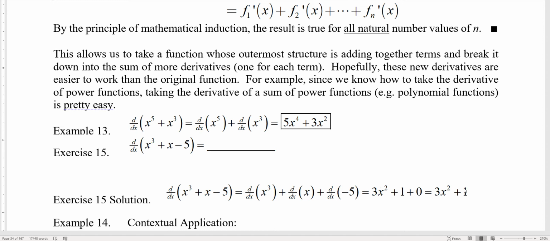And actually, this is easy enough. You can do the whole thing in your head, right? Just 3 times the 1, the power goes down 1. 1 times 1, power goes down to 0, so that term goes away. The x part goes away. This constant term, the derivative goes away altogether.